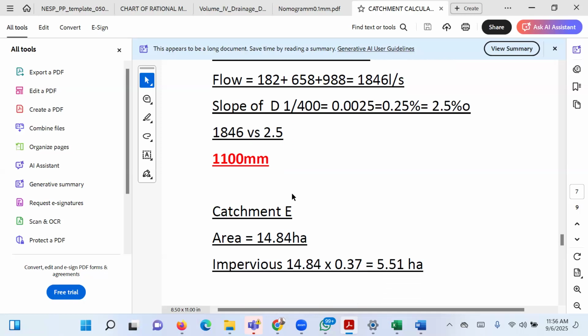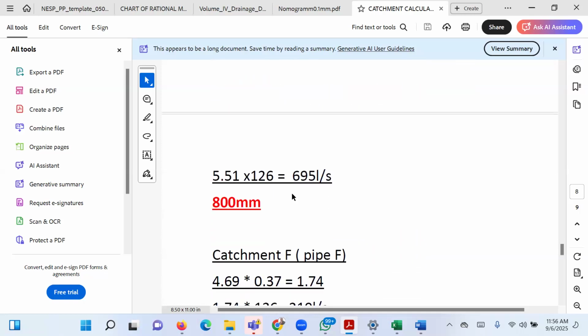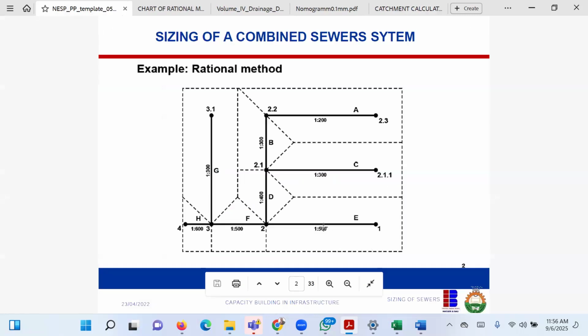Catchment E is not going to be a big deal. Catchment E is just a normal 800 because catchment E is on its own. See, catchment E is on its own. An 800 mm pipe will work.